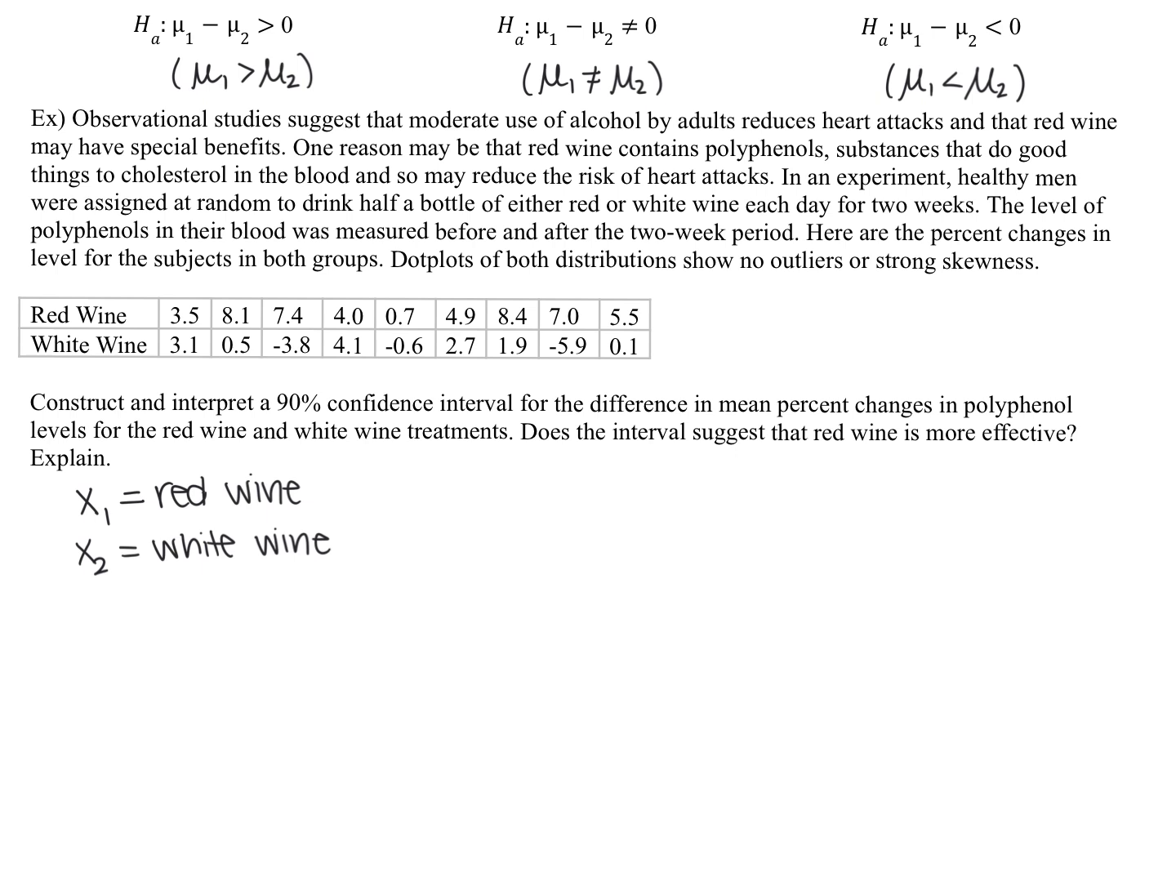Okay. So for our first list, which is red wine, we get a mean of 5.5 with a sample standard deviation of 2.52. And our second list has a mean of 0.233 and a sample standard deviation of 3.29.